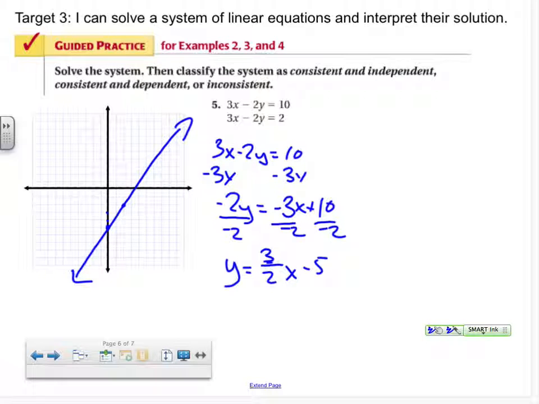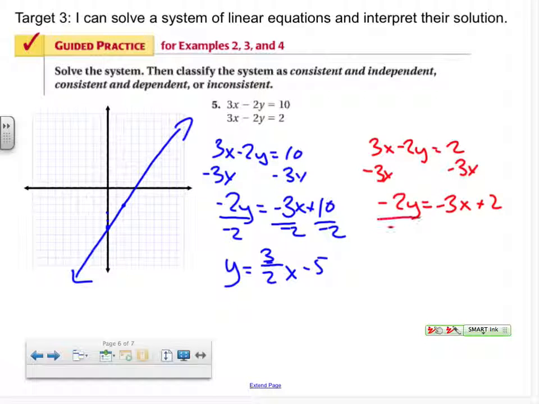Let's do the next one in a different color. We'll do red. 3x minus 2y equals 2. We'll solve that again. Subtract 3x. Negative 2y equals negative 3x plus 2. Divide by negative 2. Y equals 3 halves x minus 1. Our y-intercept is negative 1. Up 3 over 2. Connect and extend.